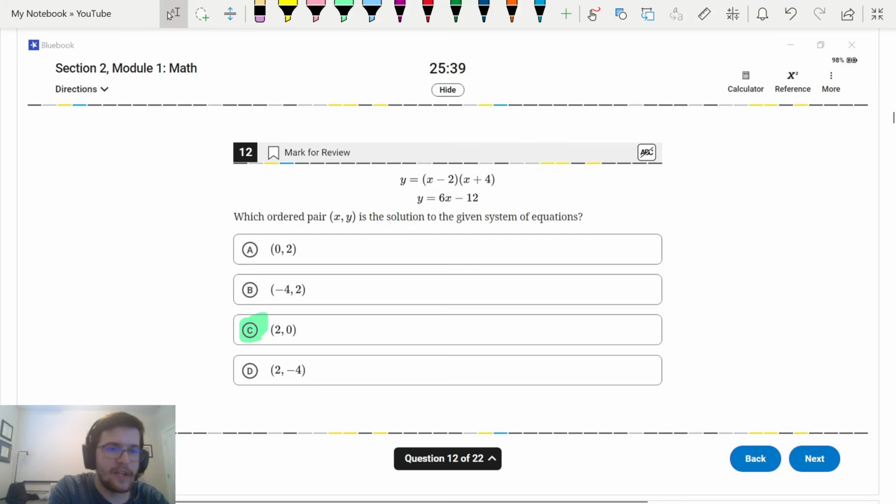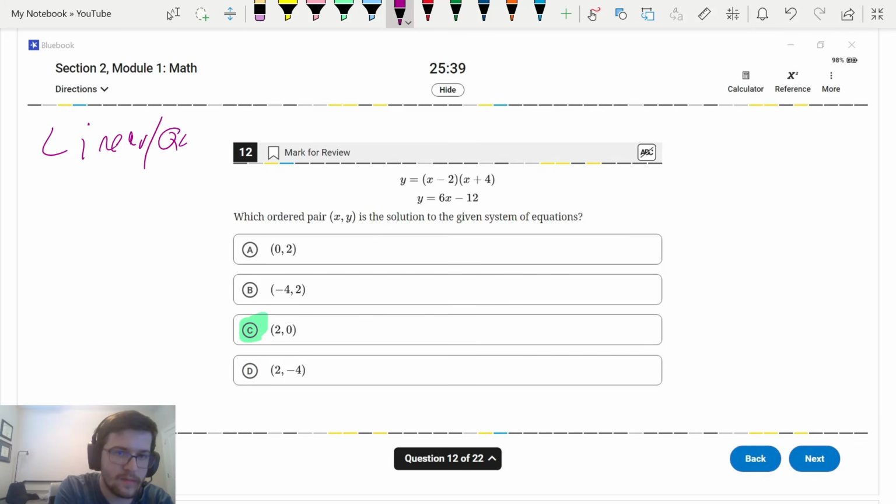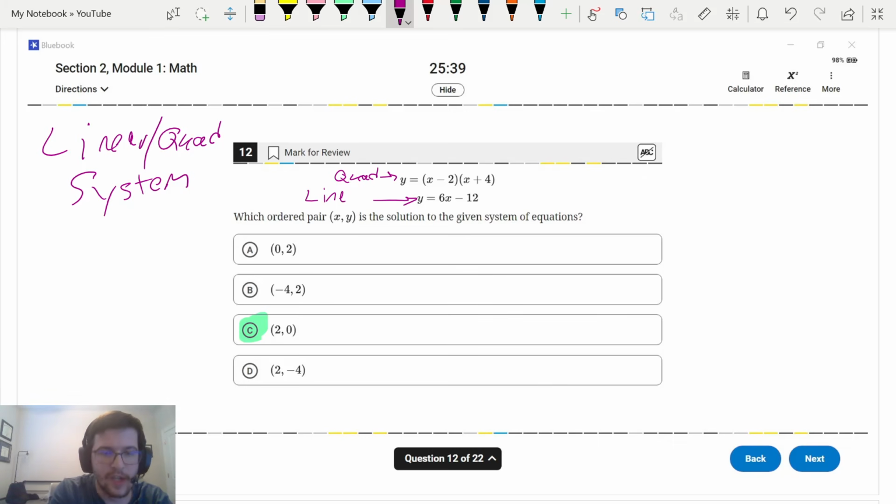So this is called a linear quadratic system. We've got a line and a quadratic. This is a line, and this is a quadratic. Whenever you have a system like that, you want to substitute for y. For this one, what's really nice is y is by itself already. So I can just set them equal because they're equal, right? I can just substitute this one into here, okay?